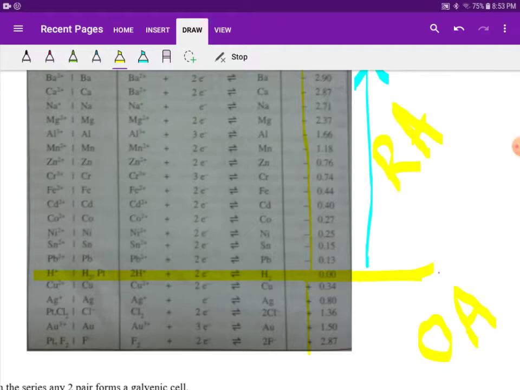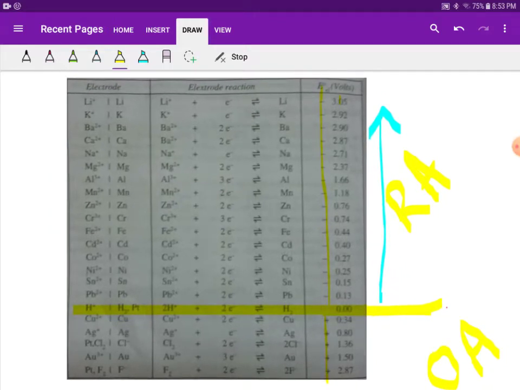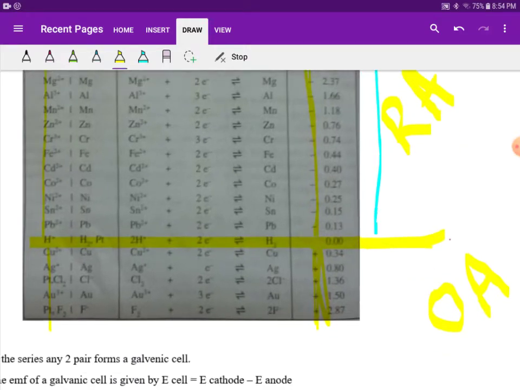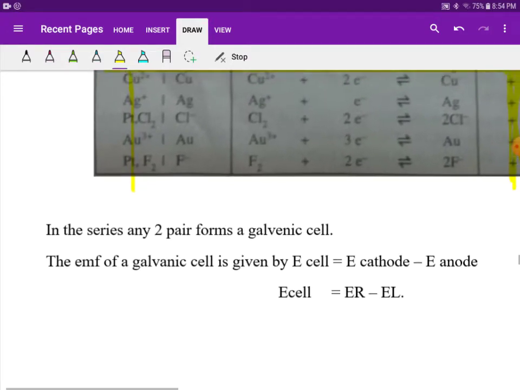So in the electrochemical series, all the metal ions that lie above the hydrogen are powerful reducing agents with negative reduction potential values, while all the metal ions that lie below the hydrogen are powerful oxidizing agents with positive reduction potential values. Another important use of the electrochemical series is that when we couple any two metal ion pairs in the series, we can assemble or design a galvanic cell.